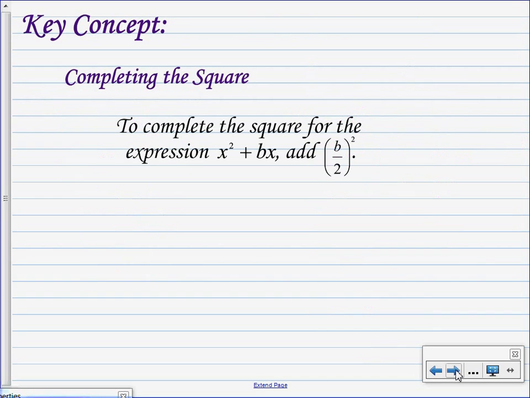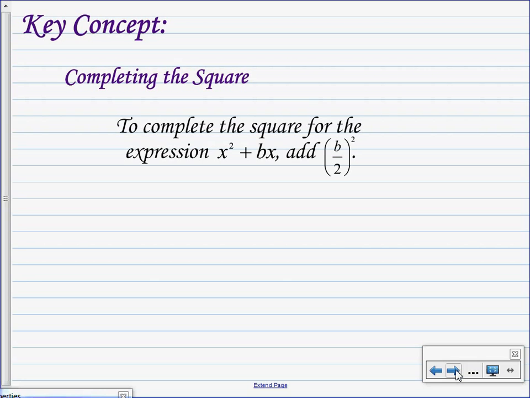Okay. So our key concept today is completing the square. That's not even completing the square. That's just solving quadratics using square roots. And that only works if we factor and it's a perfect square trinomial. So this will work for everything else. And actually it works for perfect square trinomials too.